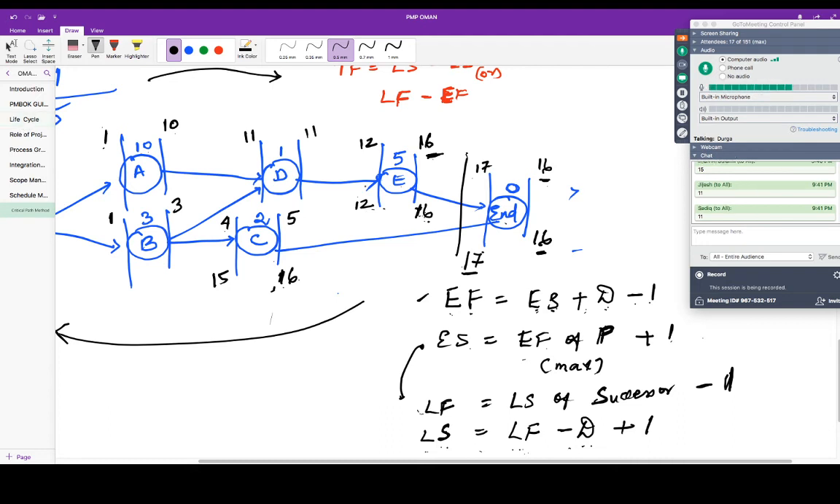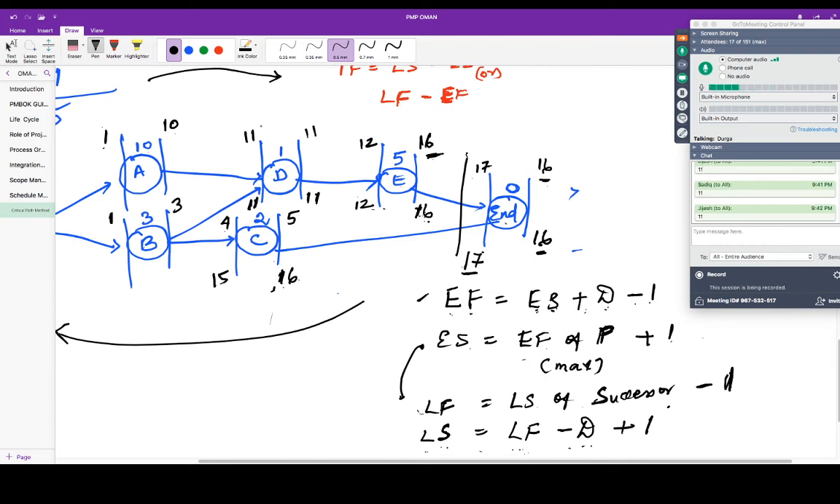Correct. So how do you find out? Late finish is equal to late start of successor minus 1, which is 12 minus 1, 11. So what will be D's late start? 11 minus 1 plus 1. 11 minus 1 is the duration, 10. 10 plus 1, 11. If this will be equal, this will also be equal.